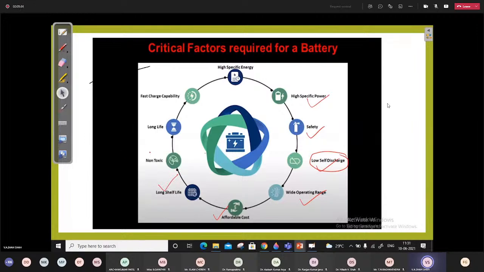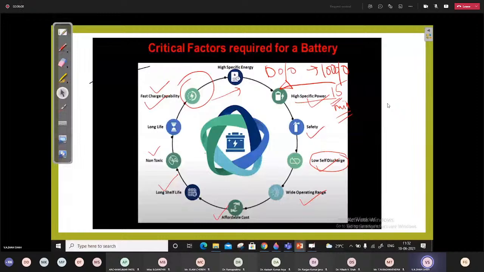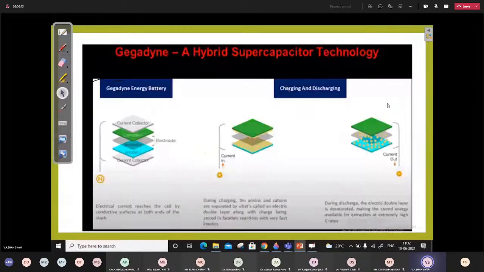This is the most important thing, and what they are claiming is that charging from 0% to 100% is possible, and discharging from 100% to 0% is possible, which you can achieve within a maximum of 15 minutes. This is what they are claiming. They have high specific energy and high specific power, and they can charge from 0% to 100% and discharge from 100% to 0%.